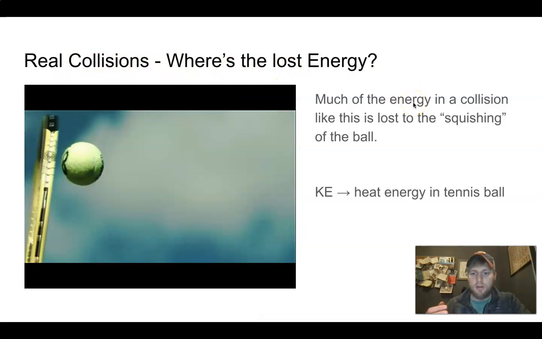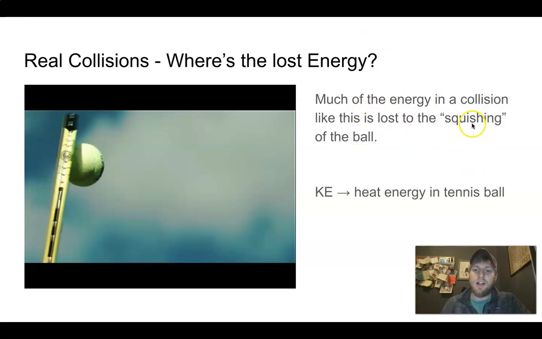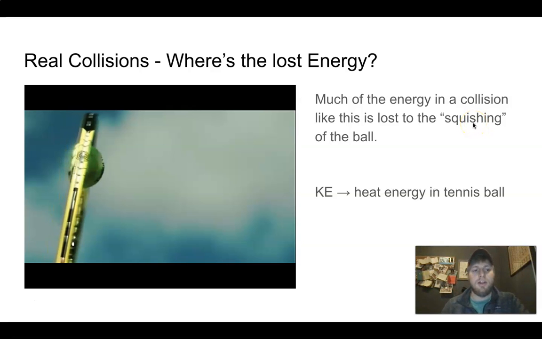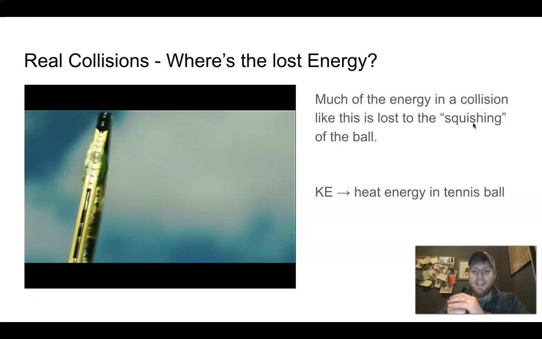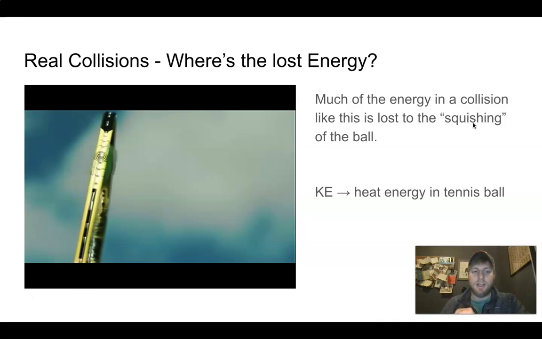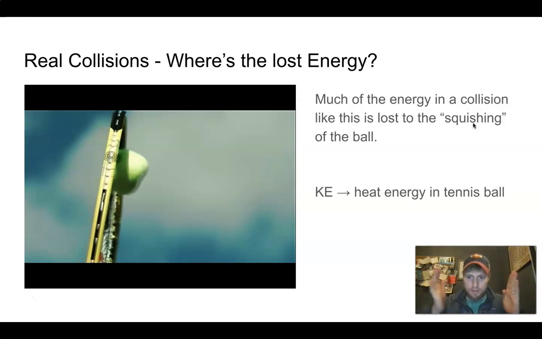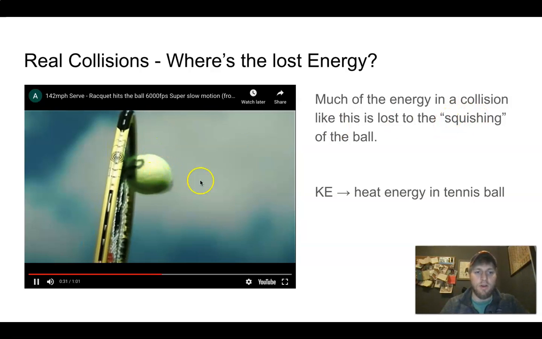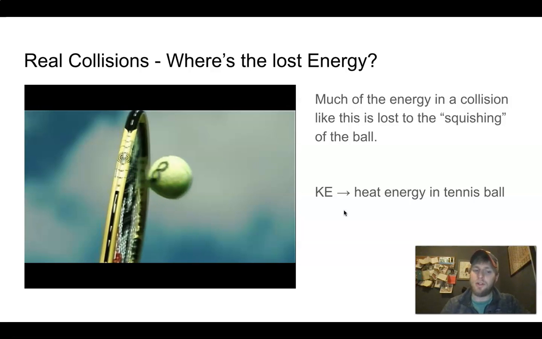If some of it disappears, conservation of energy says it has to go somewhere. Well, it turns out a lot of it has to do with the squishing of the ball, which we can see happening right here. That kinetic energy is being converted into the heat energy of the tennis ball. It's also being converted into the elastic potential energy that is required to actually squish the ball. You can think of the ball as being like a weird yellow round spring. So that's where a lot of the energy is going.